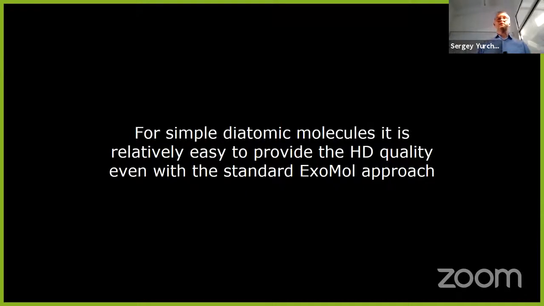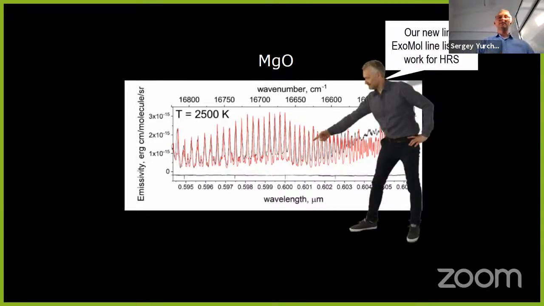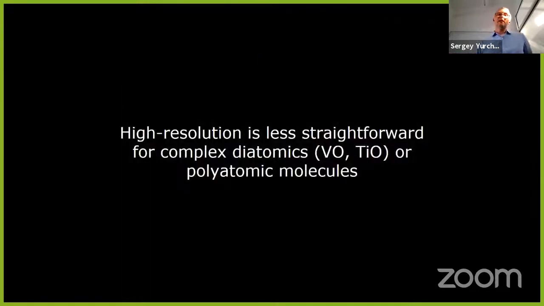For simple diatomic molecules, it's relatively easy to provide HD quality, even with the standard ExoMol approach. Here is the example of magnesium oxide, with our data compared to the experiment. Red is our data, and blue, also black, is experiment. That's the line list recently published. Well, high resolution is less straightforward for complex diatomics, and actually vanadium oxide or tin oxide are among those difficult transition metal diatomics, which are not easy to do, or polyatomic molecules.